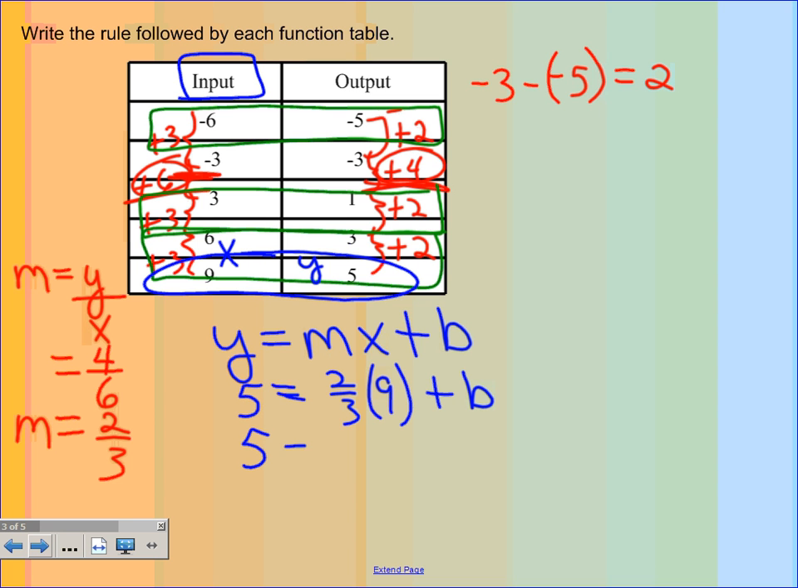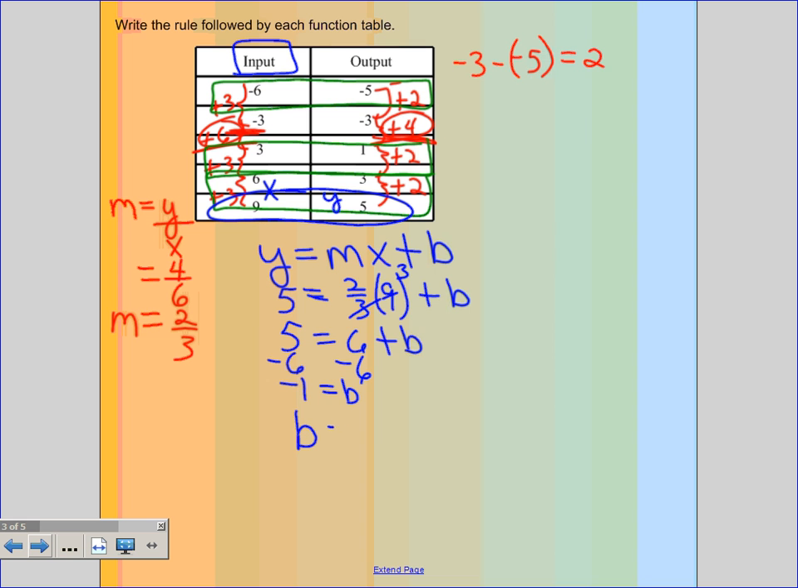So 6 is equal to 2/3 times 9, which is 6, plus b. When I subtract 6, I end up with 0 is equal to b, or b equals 0. Now that I know the y-intercept, I can go back and substitute it in. The purpose of this was to write the equation.